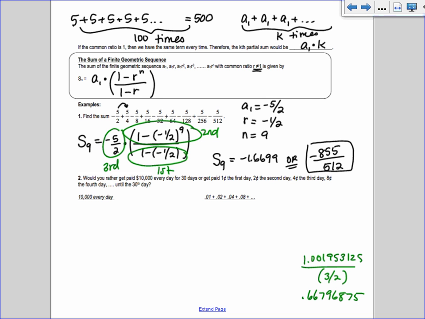I have no idea. Okay, so it says, would you rather get paid $10,000 every single day for 30 days? So how much would I have after 30 days? Not $1 million for 30 days. That's right, 300,000. Or would you rather get paid a penny the first day, 2 pennies the second day, 4 pennies the next, 8 pennies, 16 pennies, and so on?